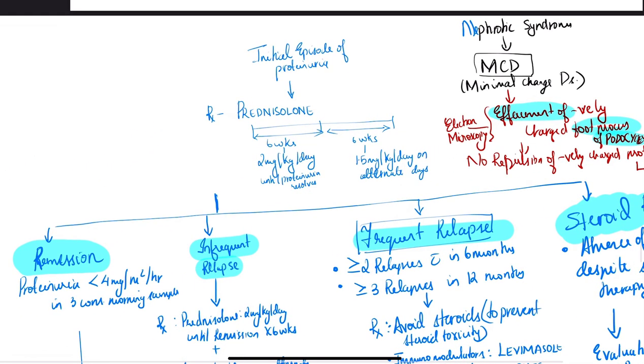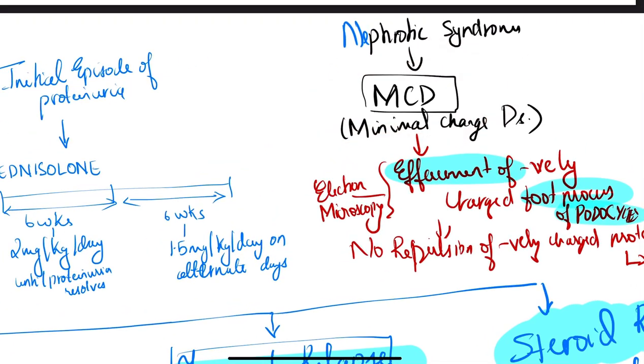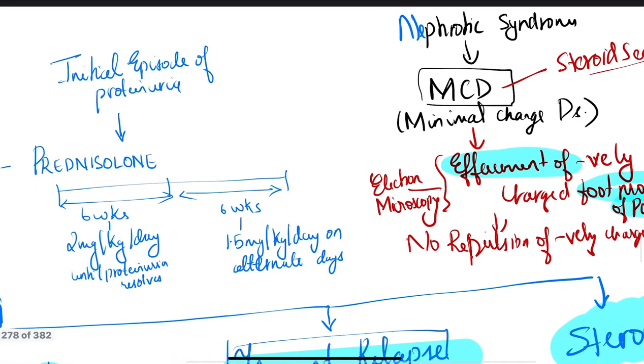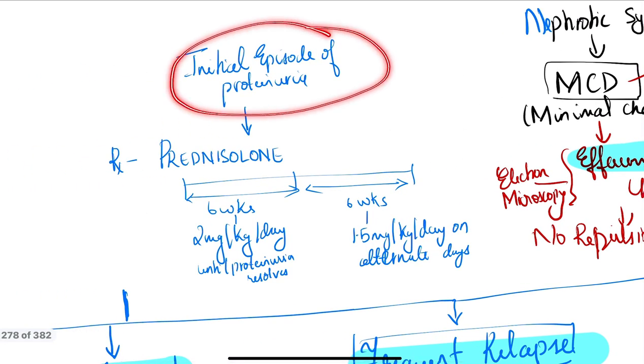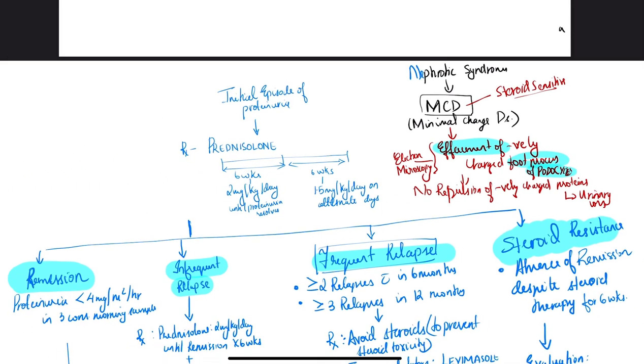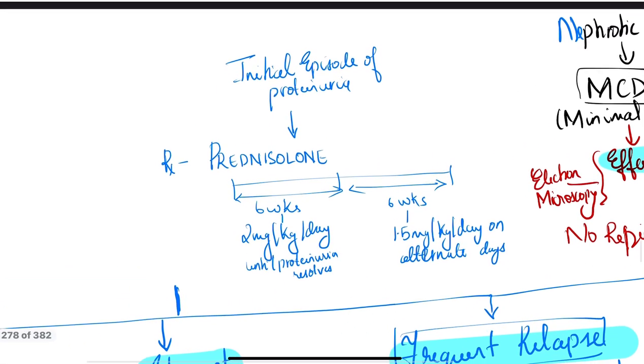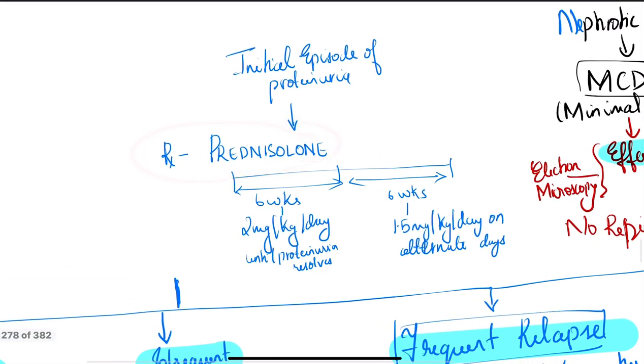So let's begin. Minimal change disease is thankfully steroid sensitive type of nephrotic syndrome. So definitely our first line of drug will be a steroid, that is prednisolone. For the initial episode of proteinuria, we know the quantification, how we will tell there's an initial episode. Then we should start with treatment, that is prednisolone.